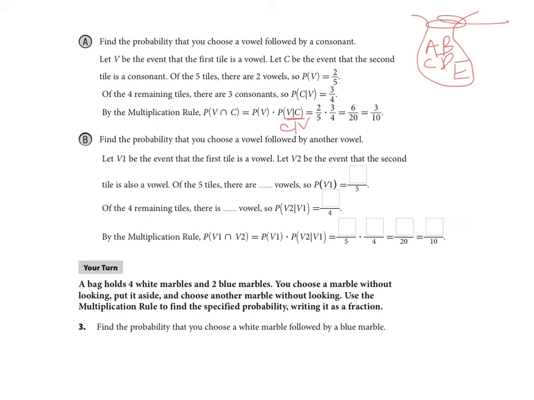Let's look at part B. Find the probability that we choose a vowel followed by another vowel. So V1 is the first vowel, V2 is the second vowel. And so we're going to go back to the beginning of this bag. Of the 5 tiles, there are 2 vowels. So the probability of the first vowel is the same as we saw in the previous example. However, of the 4 remaining tiles, there's now only 1 vowel remaining. So the probability of vowel 2, given vowel 1 has already been picked, is now 1 out of 4. So by the multiplication rule, the probability of vowel 1 and vowel 2 is equal to the probability of vowel 1, which remember we found to be 2/5 just as before, times the probability of vowel 2 given vowel 1, which is 1/4, and so we get 2 out of 20, or simplifying we get 1/10.